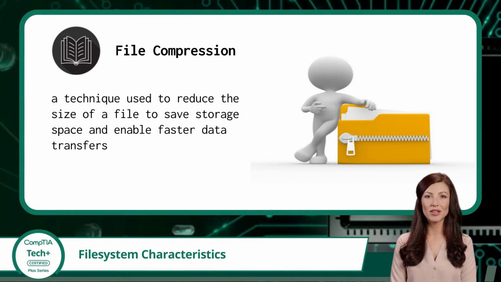The first feature is file compression. File compression reduces the size of a file by using specialized software algorithms. This helps you save storage space and allows files to be transferred more quickly over a network. It's especially helpful when you're trying to fit more data onto a device or need to send large files through email or cloud services.